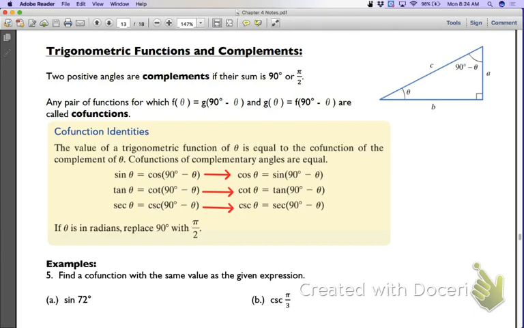Because it goes from sine to cosine. It goes from tangent to cotangent. It goes from secant to cosecant.